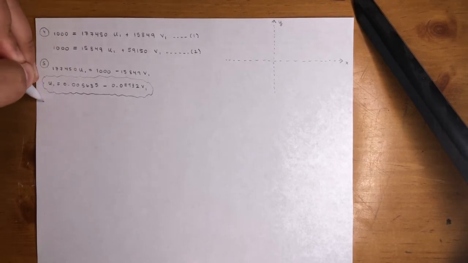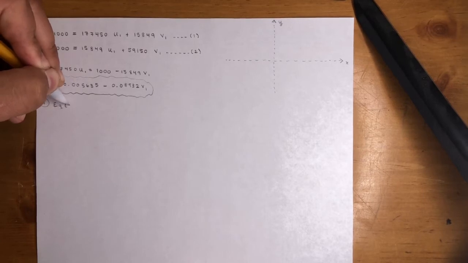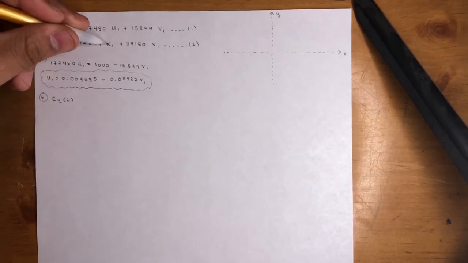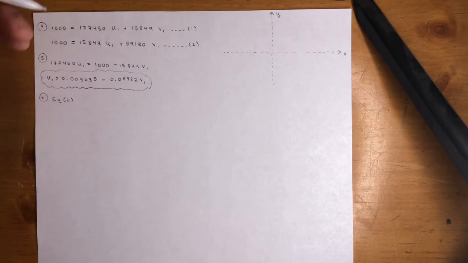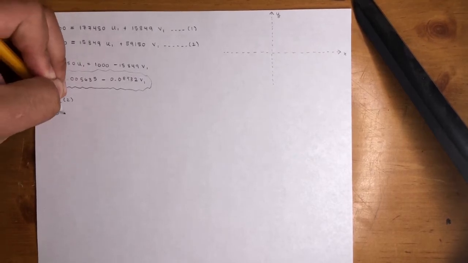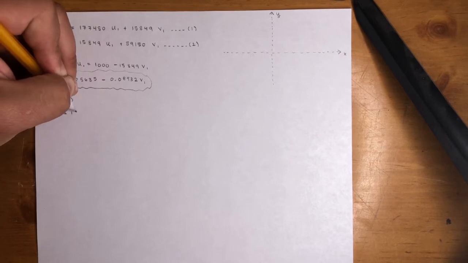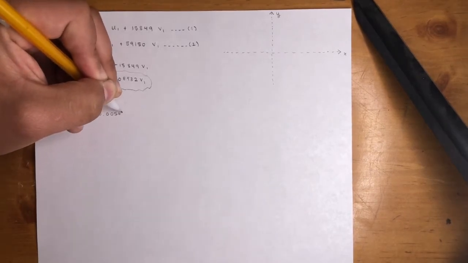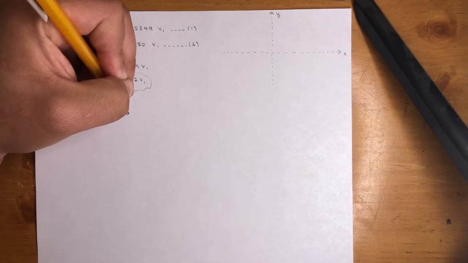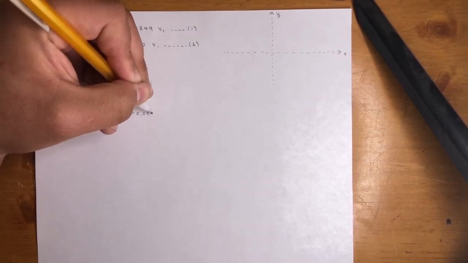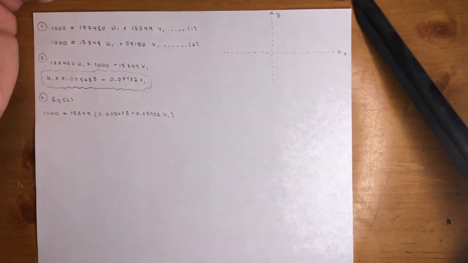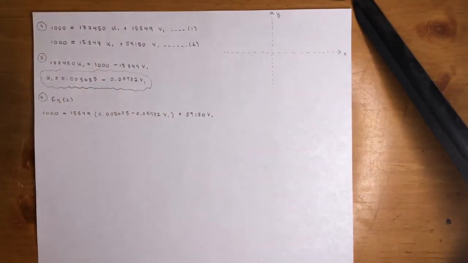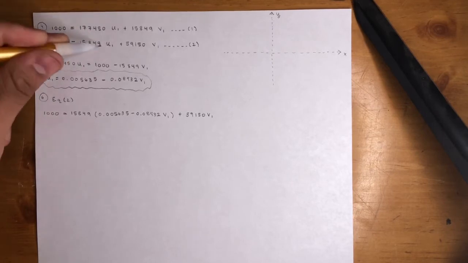So now step six, I'm going to use equation two, okay? Second equation. I'm going to plug in this U1 into here. So 15,849 multiplied by these two terms. And that's going to get rid of the U1 and leave me with pure V1s. So if I do that, actually I'm going to write it out. It's going to be 15,849 times 0.005635 minus 0.08932 V1, plus 59,150 V1. So I just plugged in U1, okay, where it was right here.